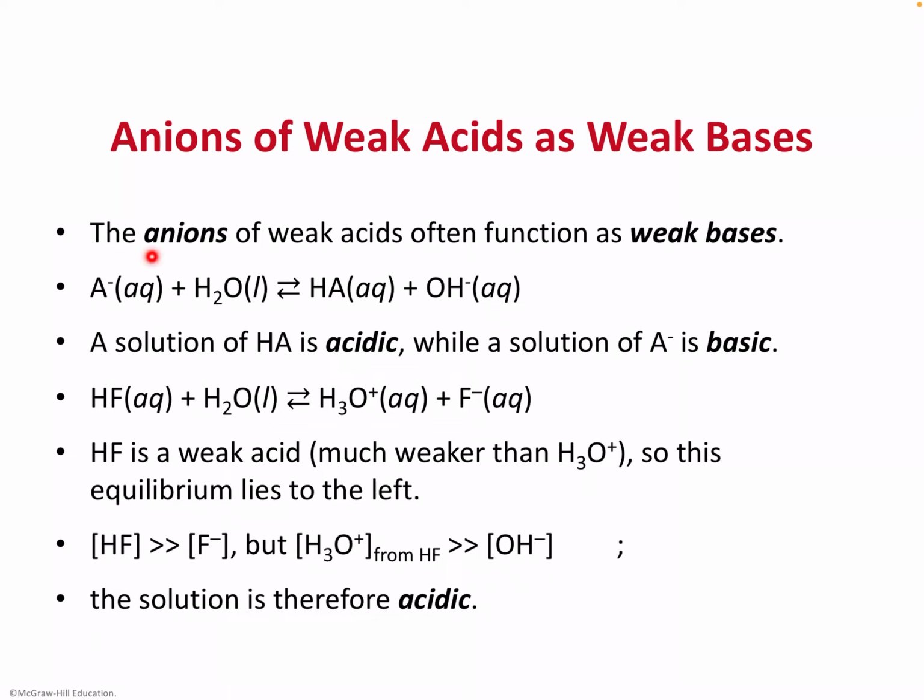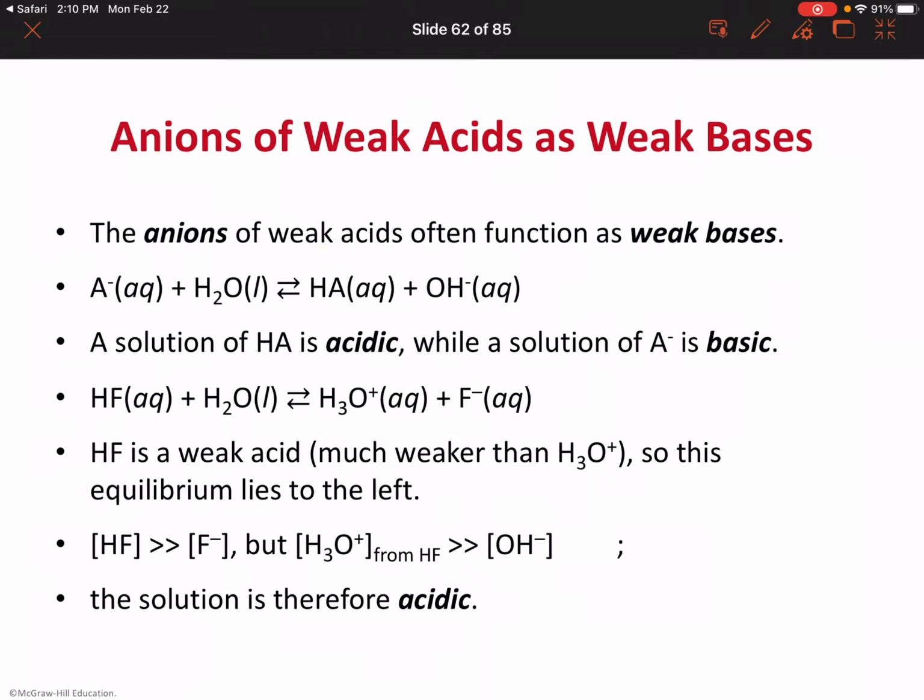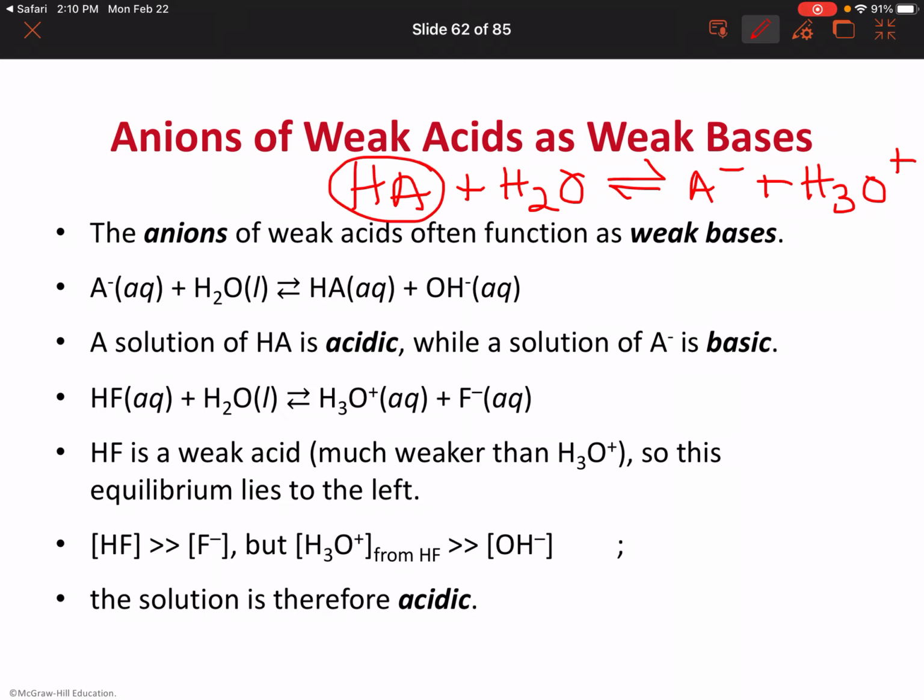Now let's look at this example. The anions of weak acids often function as weak bases. Meaning, if you have a weak acid, for example, let's say HA is your weak acid. In the presence of water, it will give you A minus and hydronium ion. Correct? So this HA weak acid, which is giving you hydronium ions, will make an acidic solution.